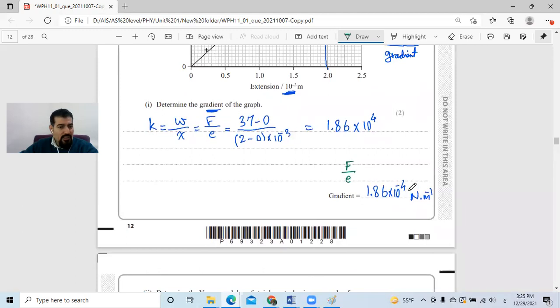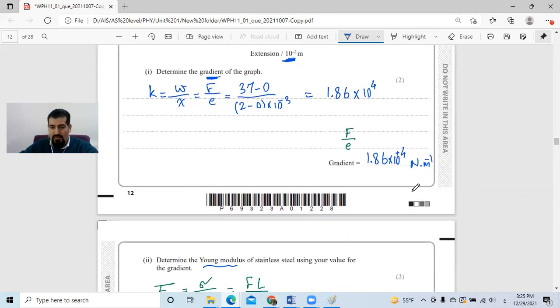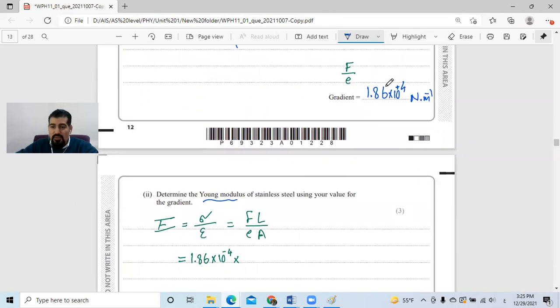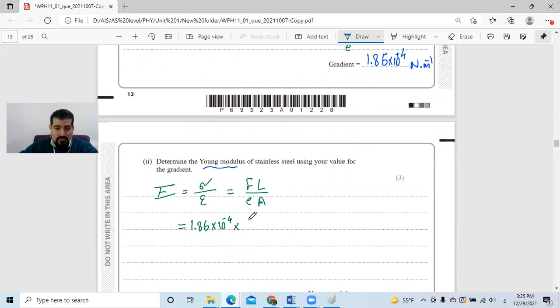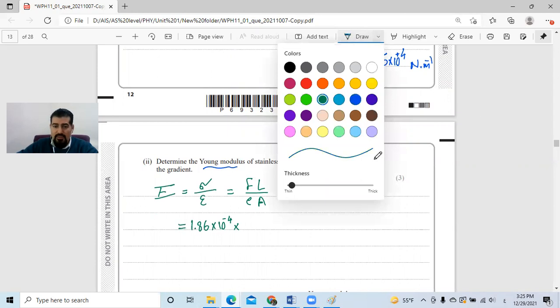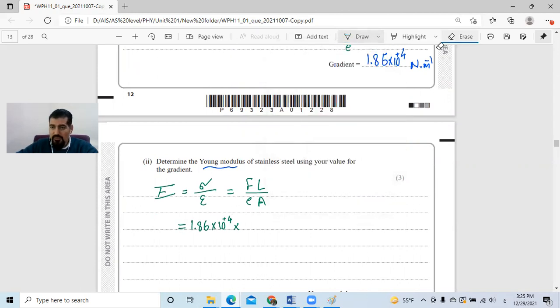Are you sure, Hamza, that this answer is -4? I'm not sure it's -4. It's supposed to be +4. Please check your answer. Is 37 divided by 2? Yes, it is positive. Thank you. So, no problem. So +4, positive or negative not necessarily.